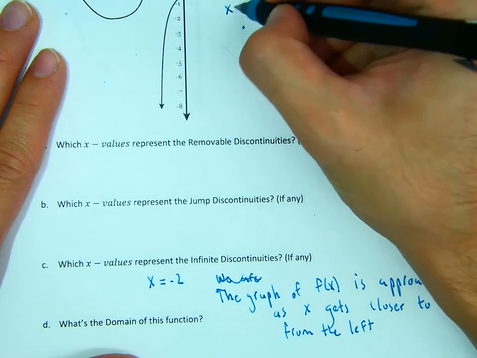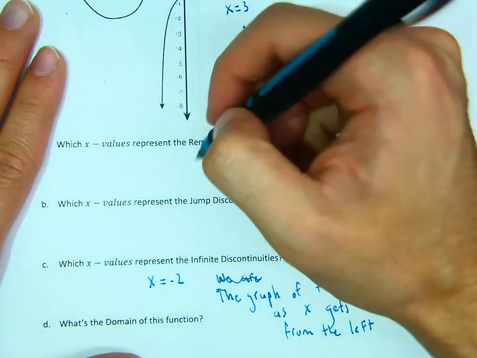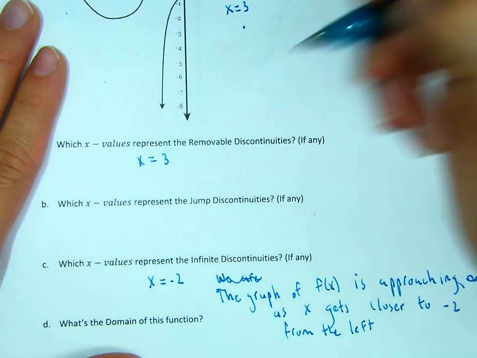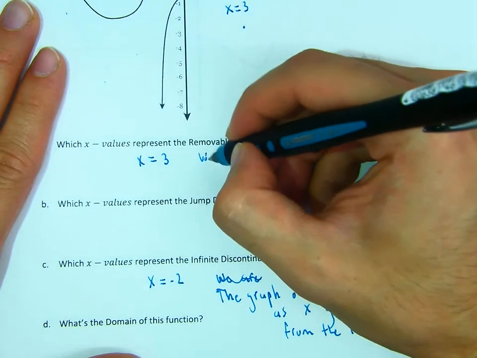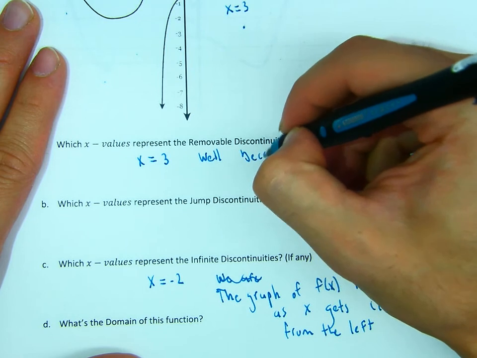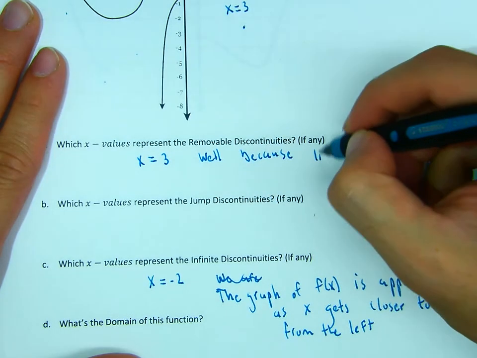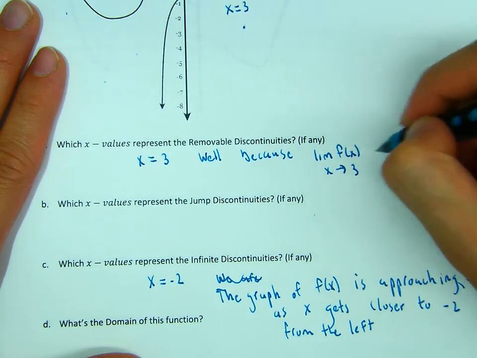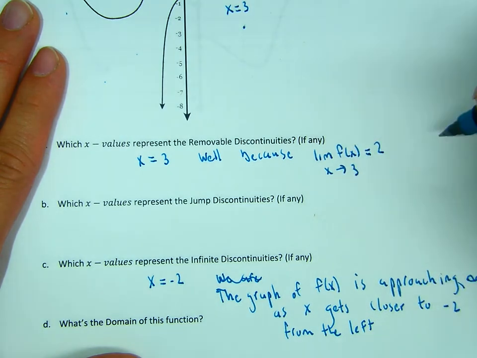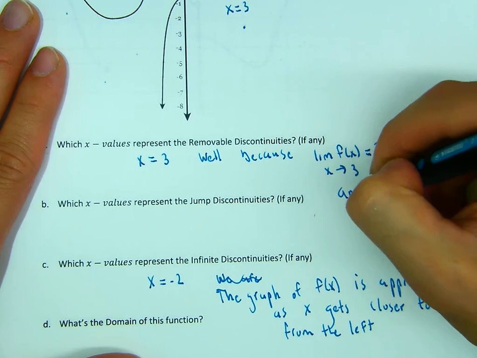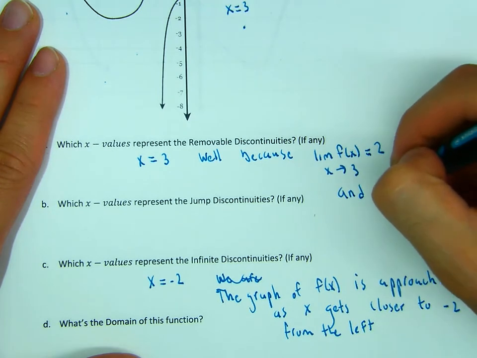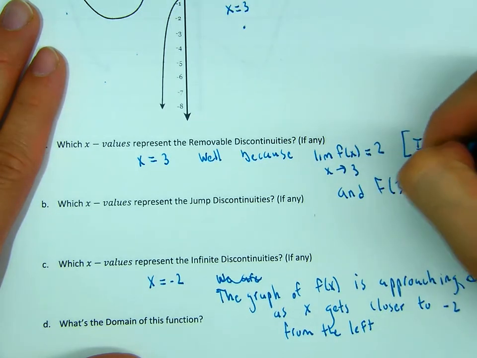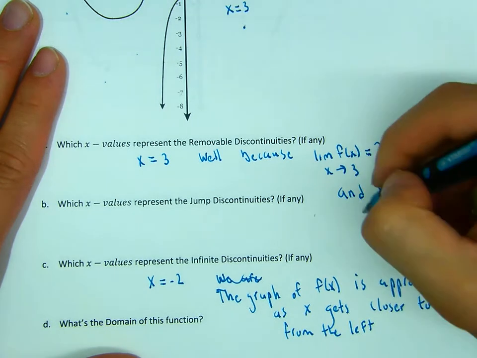So let's say we have this infinite discontinuity, x equals 3. What's happening at x equals 3? This will be a removable. Why? Well, because the limit of f of x as x approaches 3 is equal to 2, and most importantly, it exists, and f of 3 does not equal 2, so a removable discontinuity occurs.